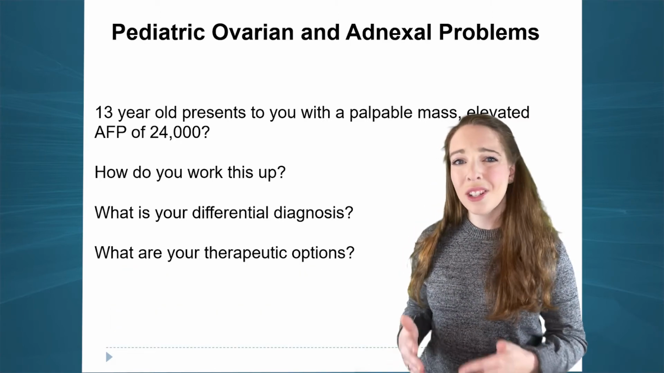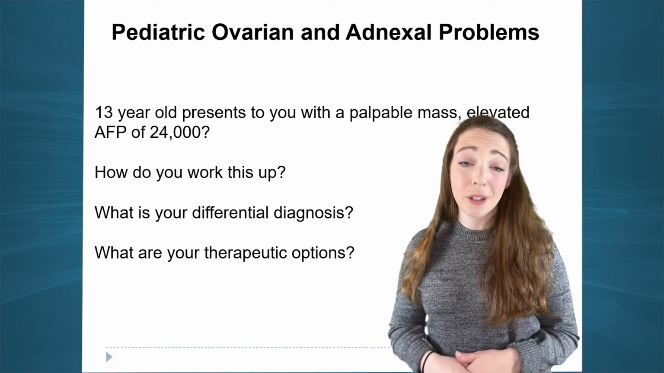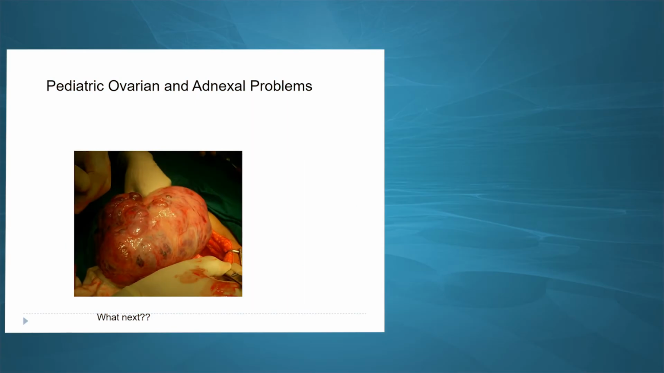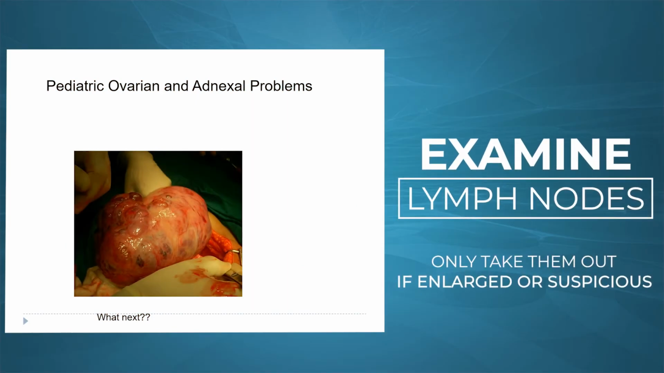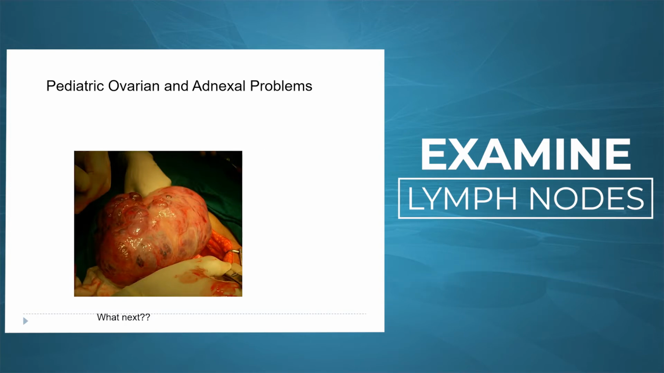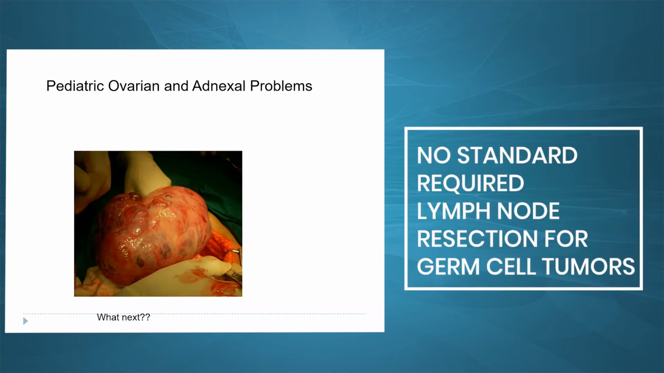Now, it's kind of a tricky delineation between germ cell and epithelial ovarian tumor staging. Okay, you're absolutely right. So you just want to examine lymph nodes. You only want to take out lymph nodes if they are enlarged or suspicious. That does not require any sort of standard required lymph node dissection for germ cell tumors.